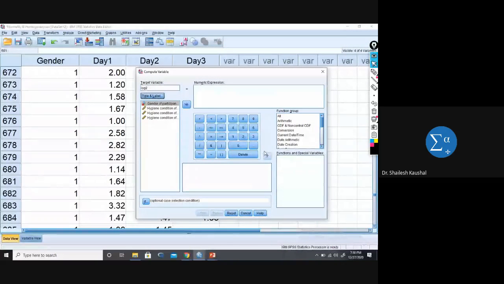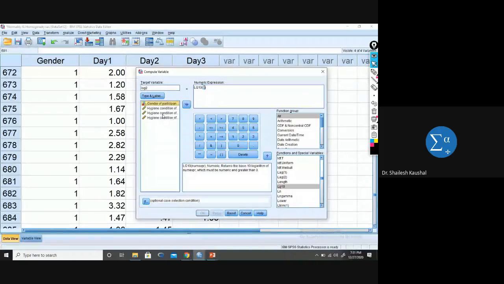okay. So how to do log transformation? I take all, and then log 10. I am searching here for log 10. This one is log 10. Okay. Now day 2, I am transferring here.